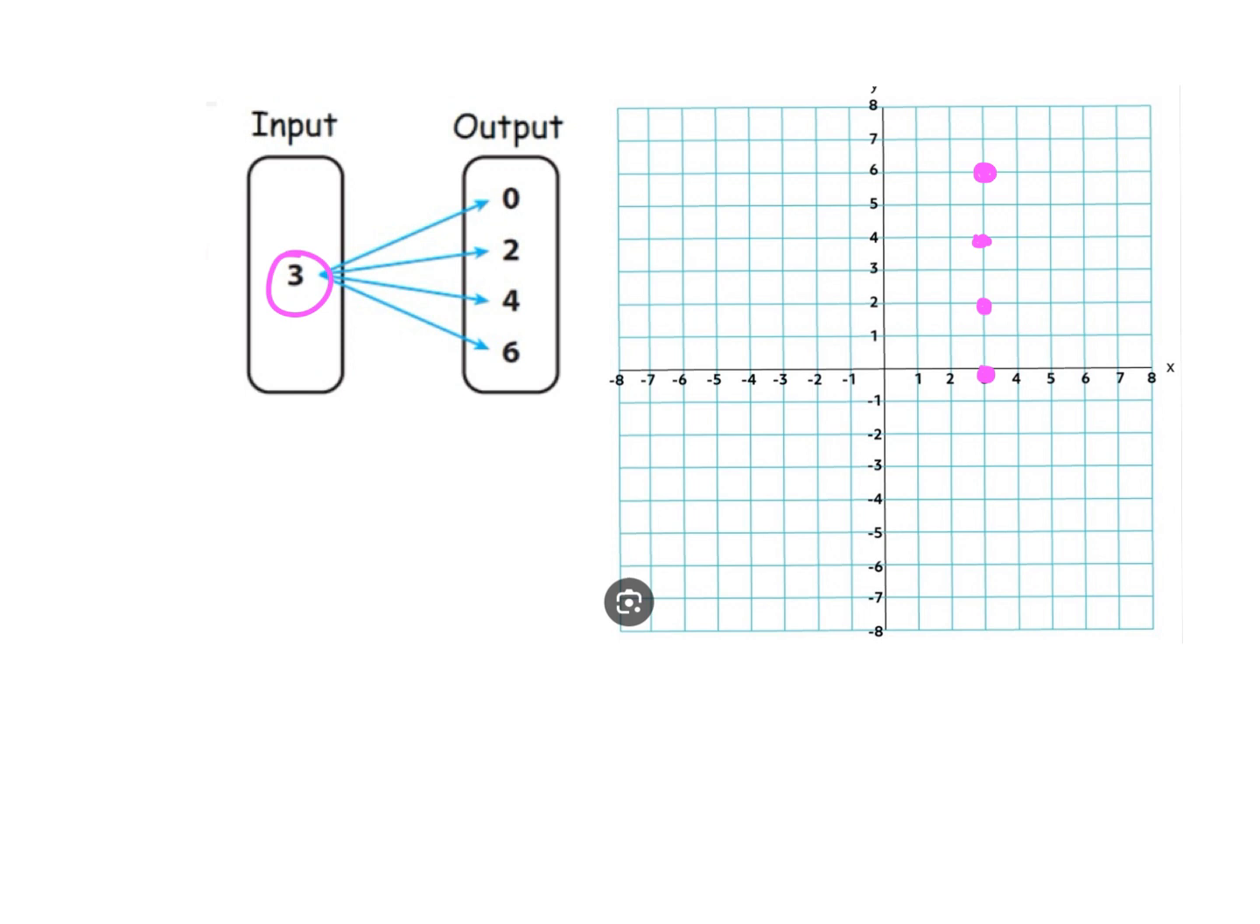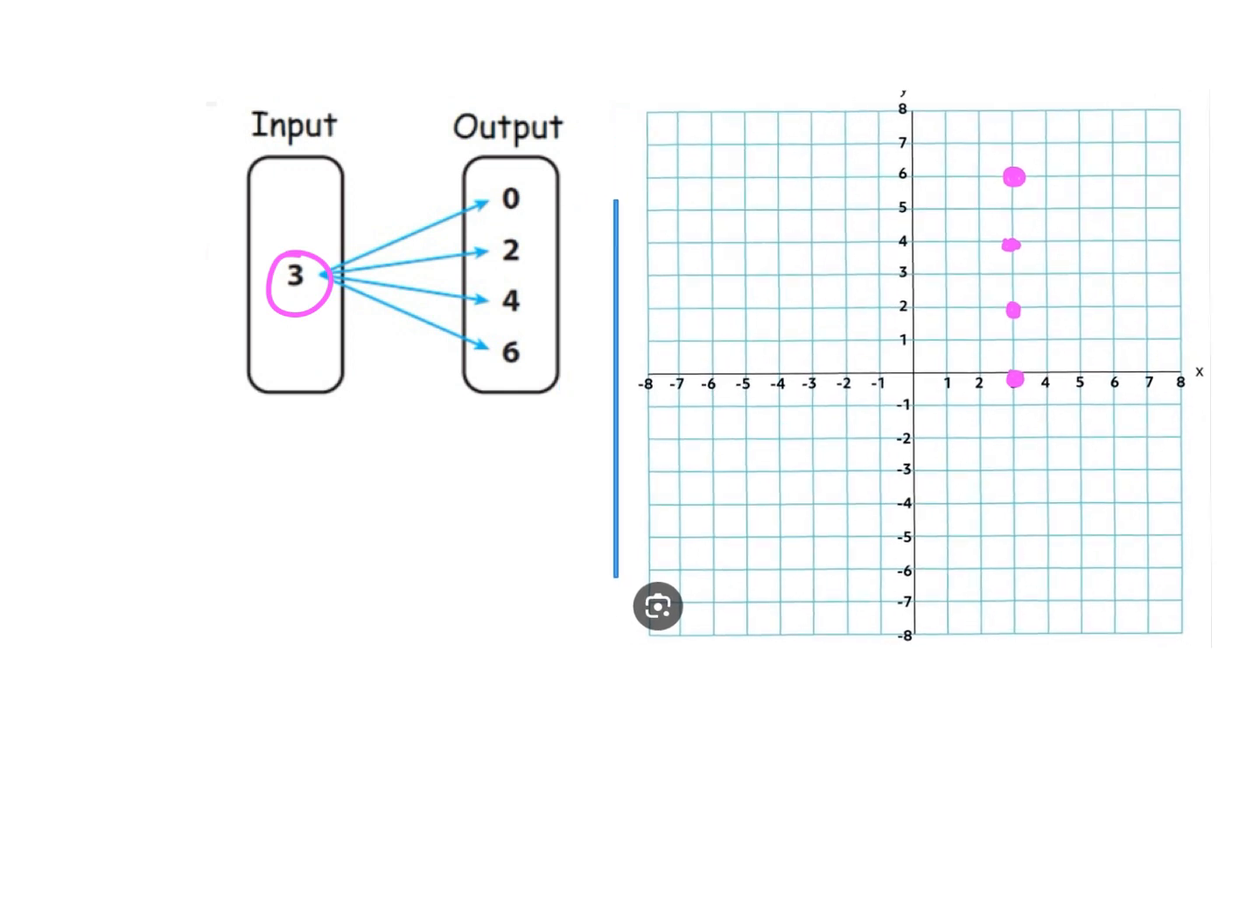So if I connected those, or if I did the vertical line test, which we talked about, let me show you that. Okay, if I take a line and go across the graph, you can see it's hitting the line in 4 different places, so this is not a function.